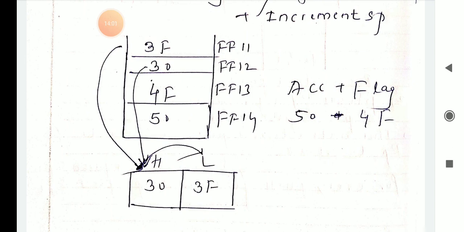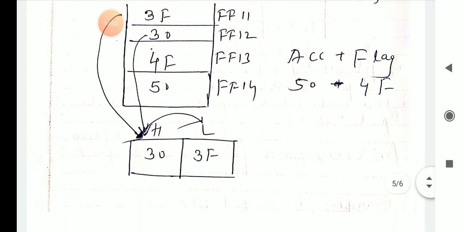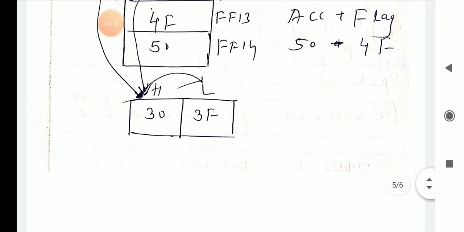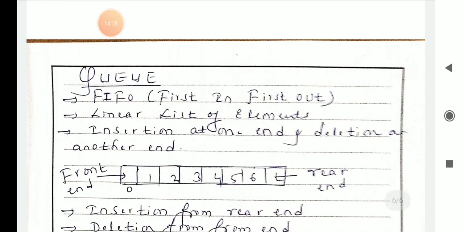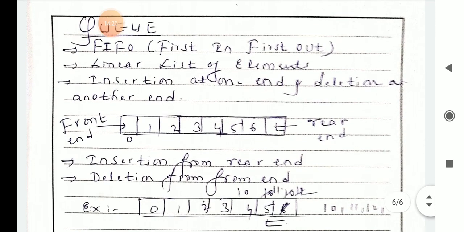So this is also one of the examples with respect to push RP and pop RP, that is the post increment. It's a totally reverse operation of push. So next we will discuss queue.